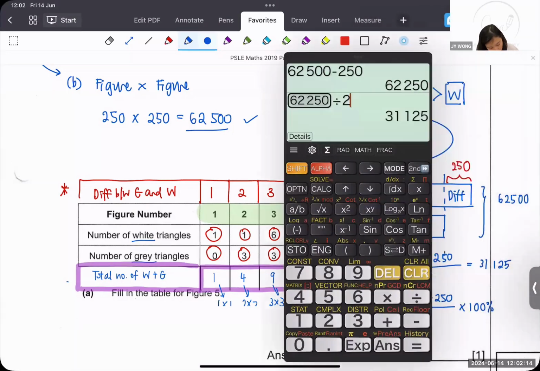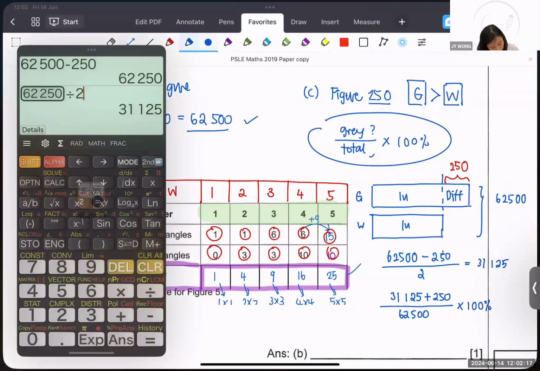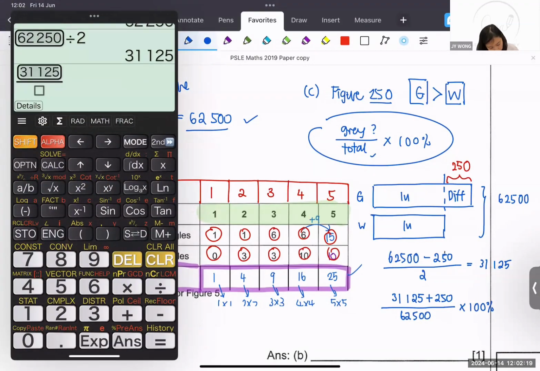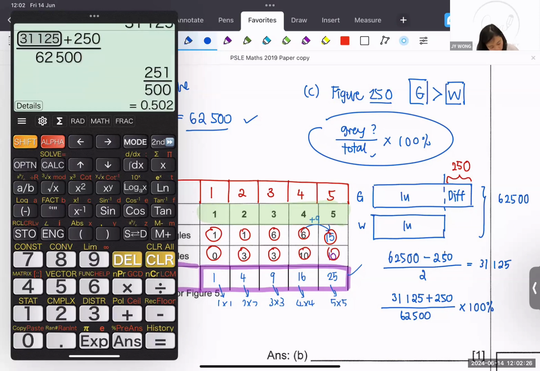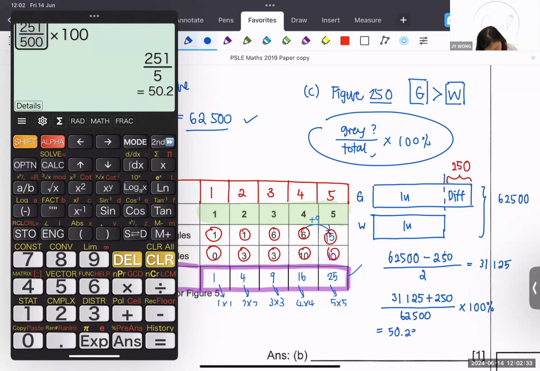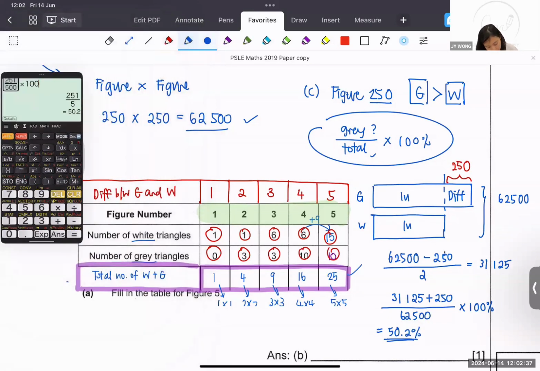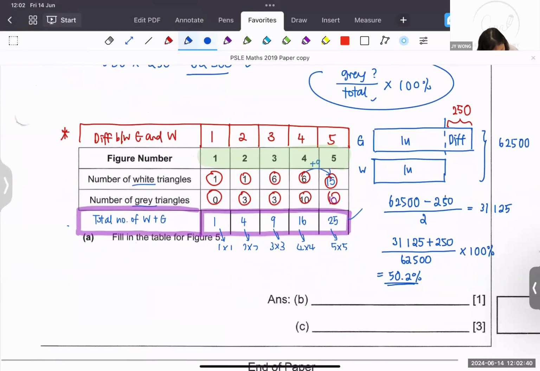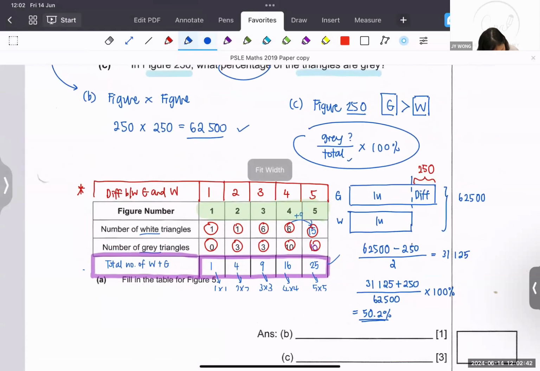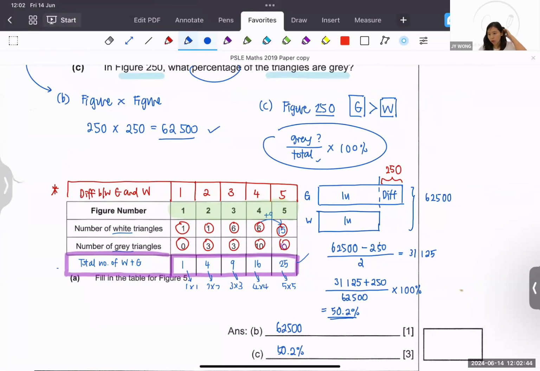So I'm going to put my answer here, which is 31,125 plus 250 divided by 62,500, which is the total, times 100%. And this will give me 50.2%. That's how you get your answer for part C. So part B, and then part C is 50.2%. Okay, I'm going to start answering questions now because I have different questions here.